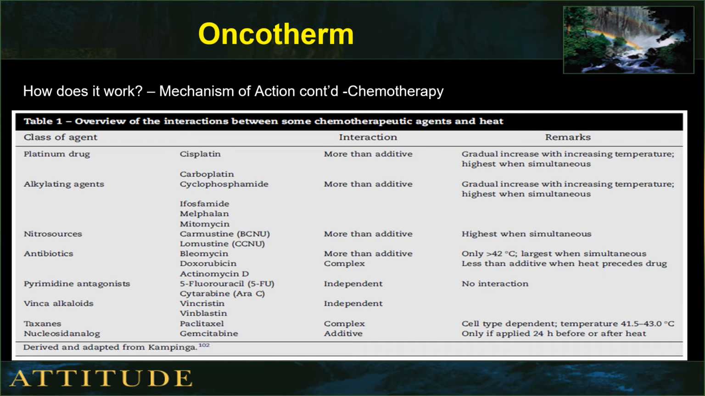An interesting thing over here is the nucleoside analogs: Paclitaxel, Taxol, and gemcitabine. It's additive, it's complex, cell type dependent, with temperatures anywhere from 41 to 43, which we can easily achieve specifically with the Oncotherm. But look at that last point: only if it's applied 24 hours before or after the heat. So this is where timing comes into play here.